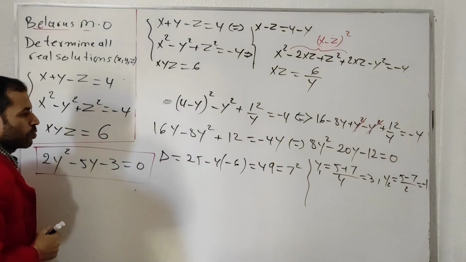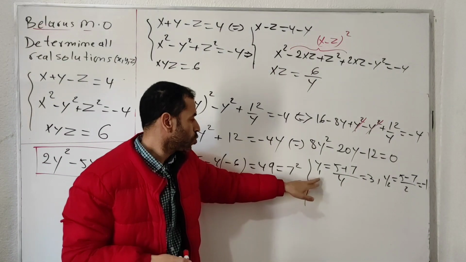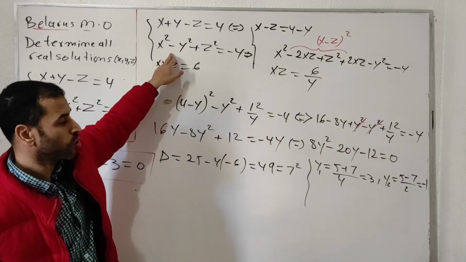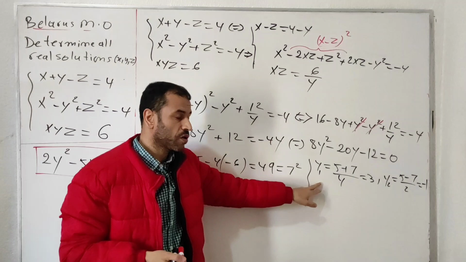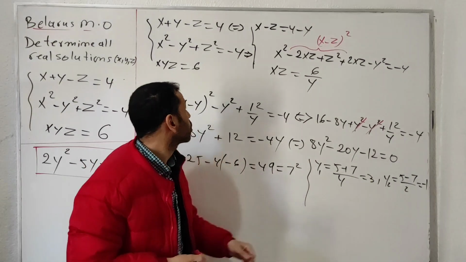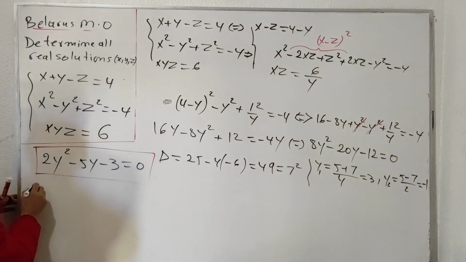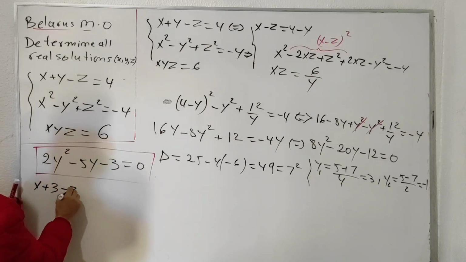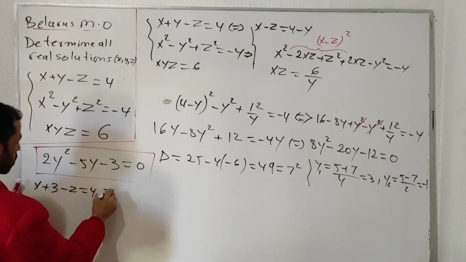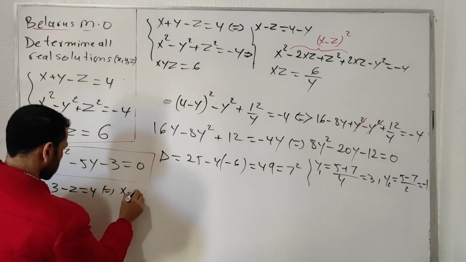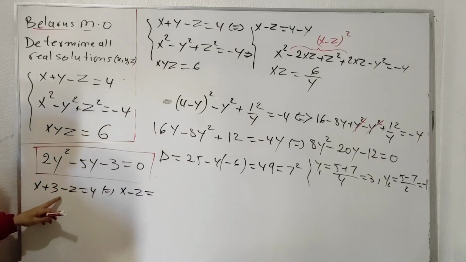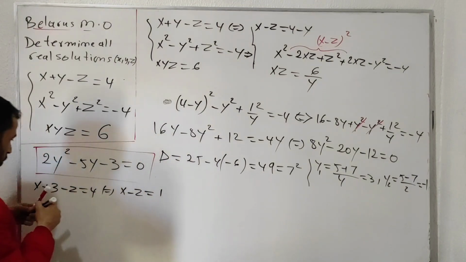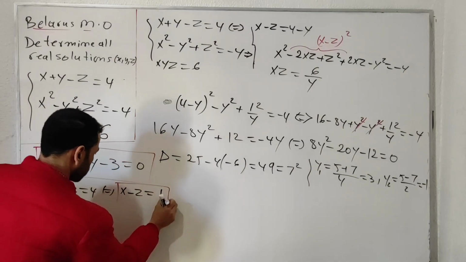I'm going to go through each one. I'm going to take y1 and insert it into the original equation to find appropriate values of x and z. Okay? So I will have x plus 3 minus z equals 4. This one gives x minus z. By moving over to the right, I will get 4 minus 3, which is 1. Okay, here is the first equation.